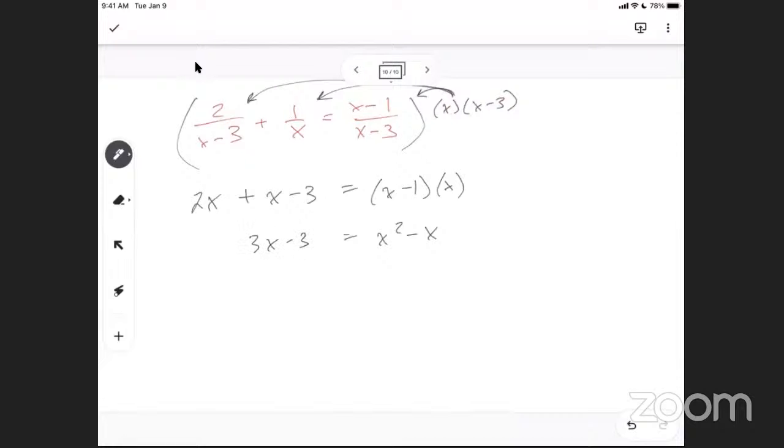So where should I move everything, right or left? Right. Yeah, move it to the right because you want to keep this positive. So let's subtract 3x. So x squared minus 4x, and let's add 3.